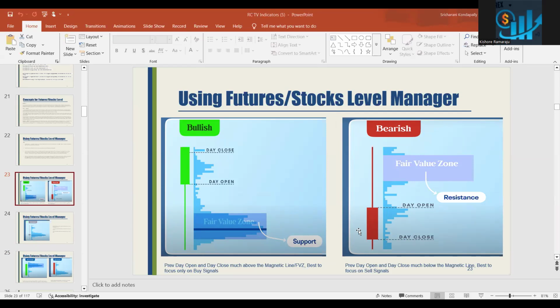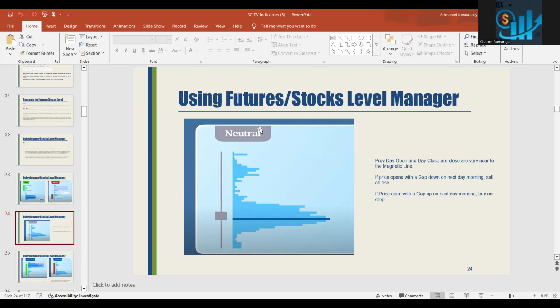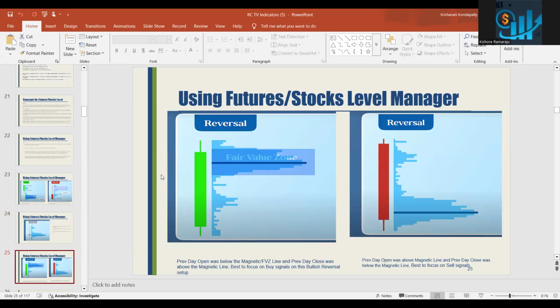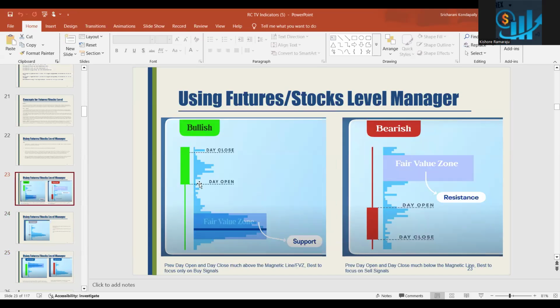You're not getting confused between the scenarios. So this is scenario one. This is scenario two. This is scenario three. This is scenario four. This is scenario five. In scenario one, your open and your close are both above the magnetic level. Then next day also there can be a 90% possibility the trend will continue. Scenario two, the open and close are below the magnetic level. The trend will continue in the same way. So these are the best tickers which you can focus on.